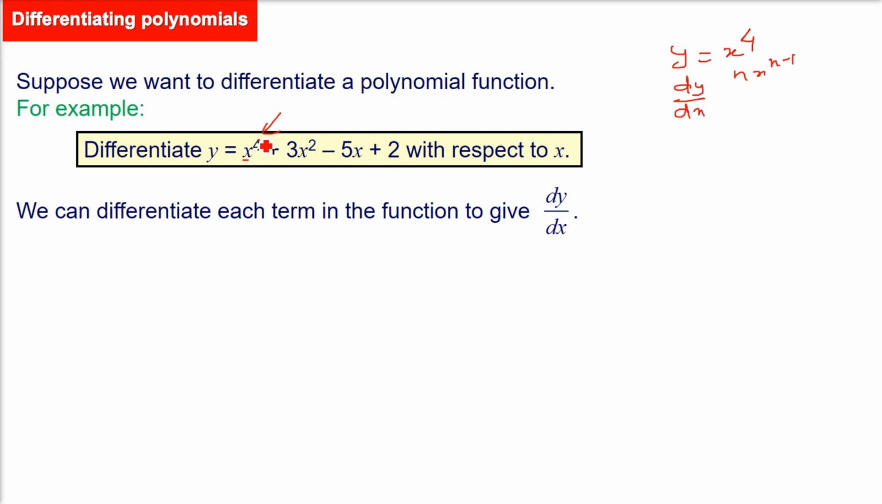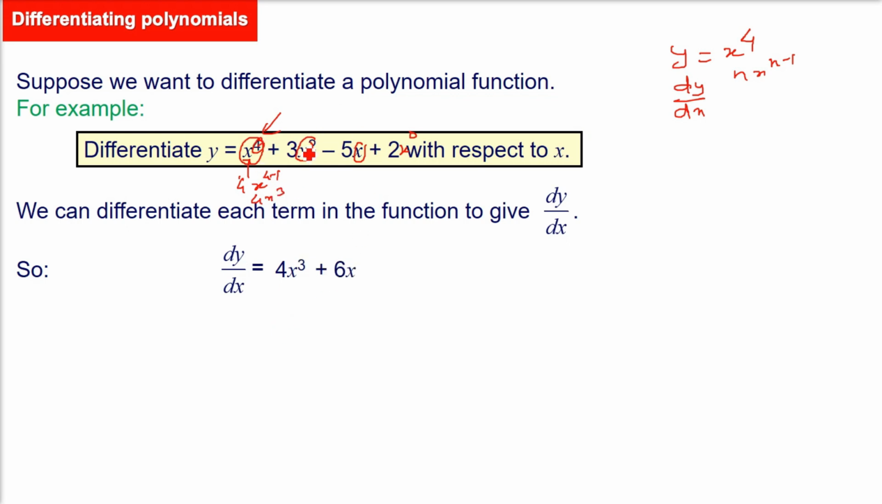So in order to differentiate the whole polynomial, we can take different terms one by one, differentiate them, and then combine them together. For example, the differentiation of x to the power 4 is 4x to the power 3. You have to follow n x raised to the power n minus 1 every time. 4x to the power 4 minus 1 is 4x to the power 3.